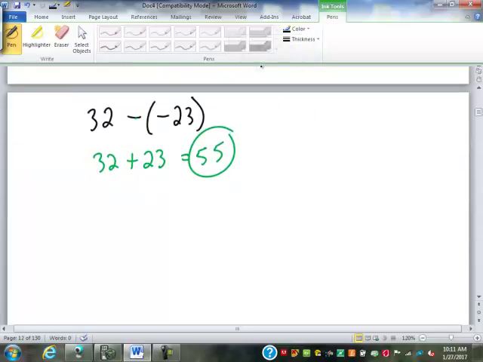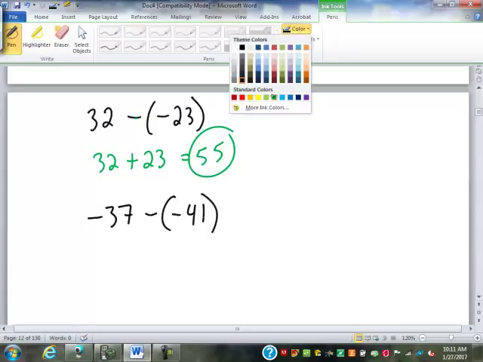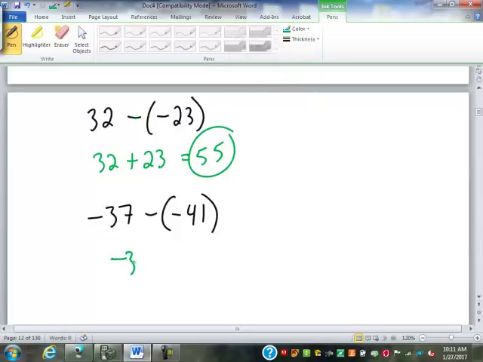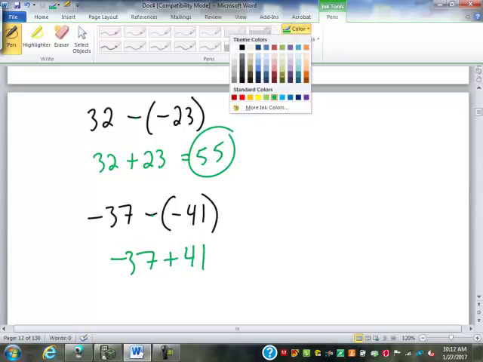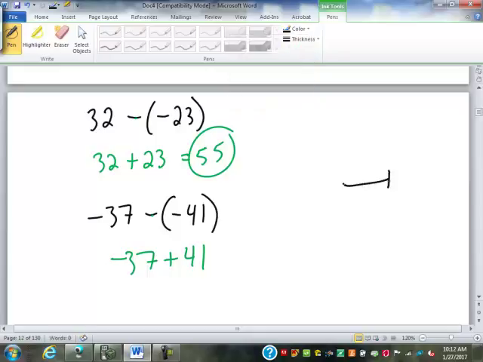Or you might have negative 37 minus a negative 41. The negative 37 doesn't change. Minus a negative 41 becomes plus positive 41. Negative 37, positive 41. The 41 is slightly longer, so we end up on the positive side. It's positive 4.